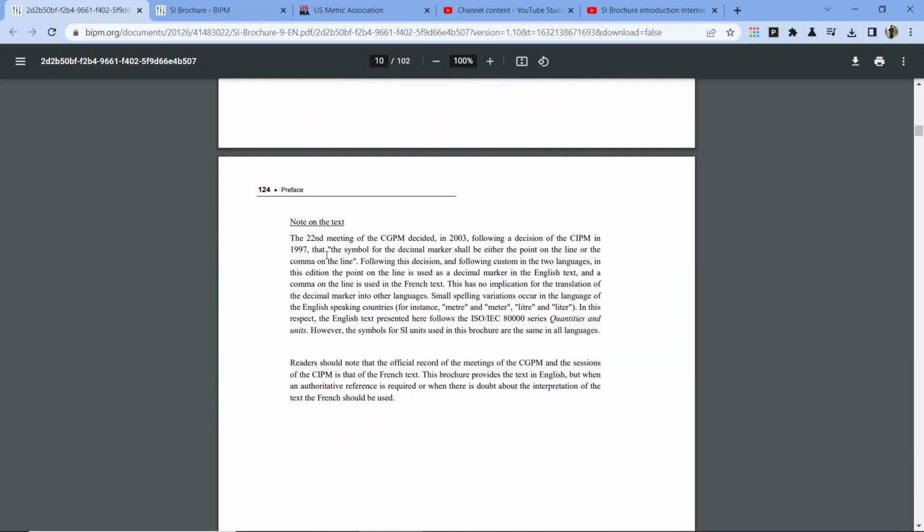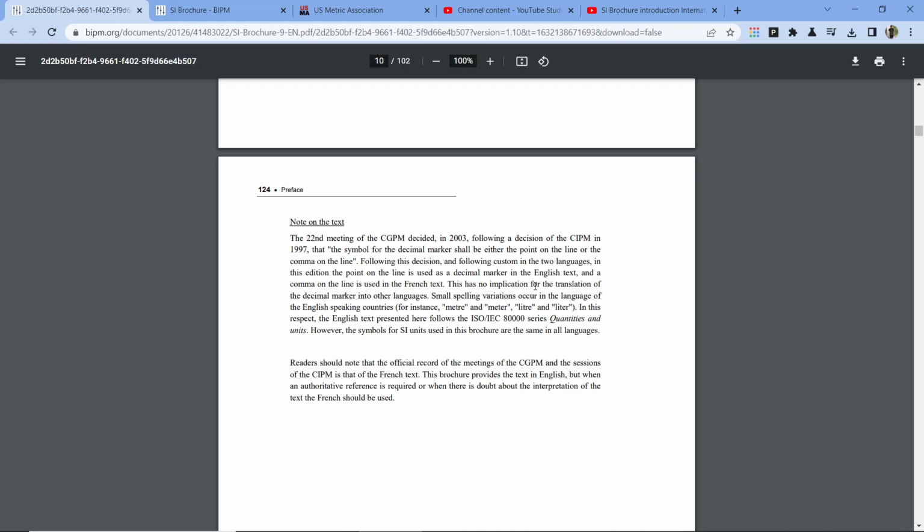Note on the text. The 22nd meeting of the CGPM decided in 2003, following a decision of the CIPM in 1997, that the symbol for the decimal marker shall be either the point on the line or the comma on the line. Following this decision and following custom in the 2 languages, in this edition the point on the line is used as the decimal marker in the English text, and a comma on the line is used in the French text. This has no implication for the translation of the decimal marker into other languages.